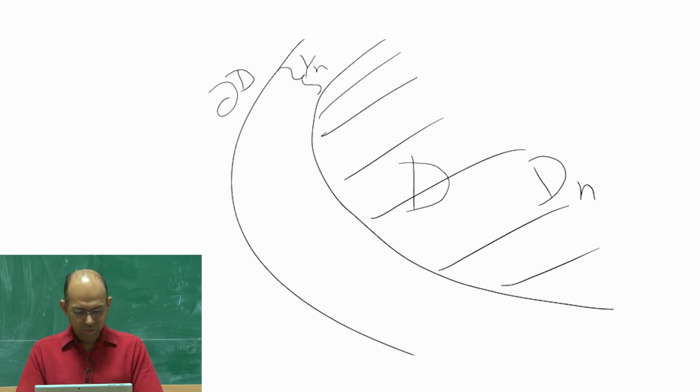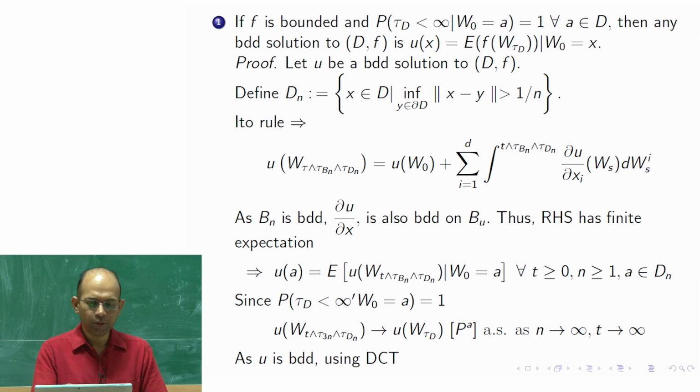Fine. So now we consider the function U evaluated at the position of the Brownian motion at time t minimum. This is a typo; it should be t minimum, the stopping time of the ball of radius n and the hitting time of the boundary of D_n. So where did we start from?